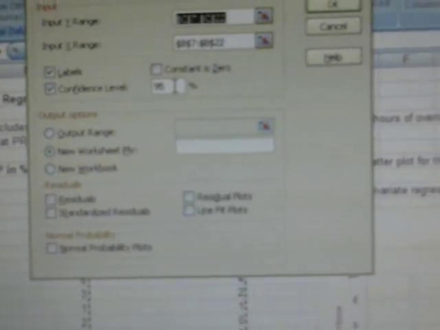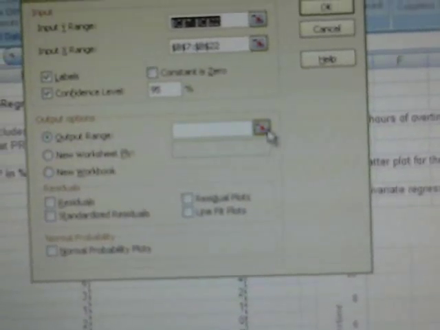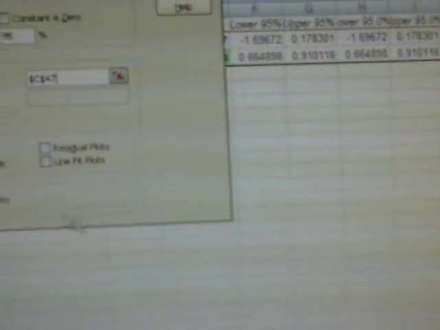Okay. We want to keep a confidence interval of 95%. All that really has to do with is our p-value. We want it to come up with p-values of 0.05. All right. Output range. And you can just click that anywhere you want. Okay. You could also do residual plots. I'll show it to you. You don't necessarily have to do it, but I'll show you why you would want to do it. And you hit OK. And there we go.